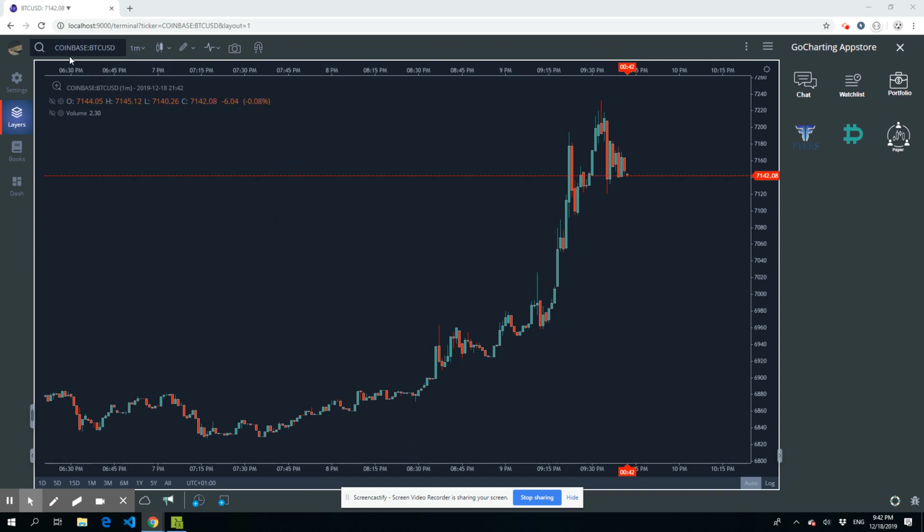So we are right now looking at Coinbase BTC USD on a 1 minute chart. We got a nice little pump in here going. So let me walk you through the various parts of this paper trader.